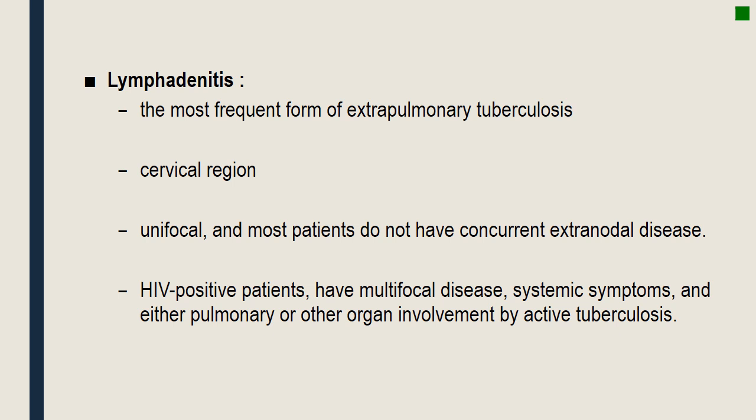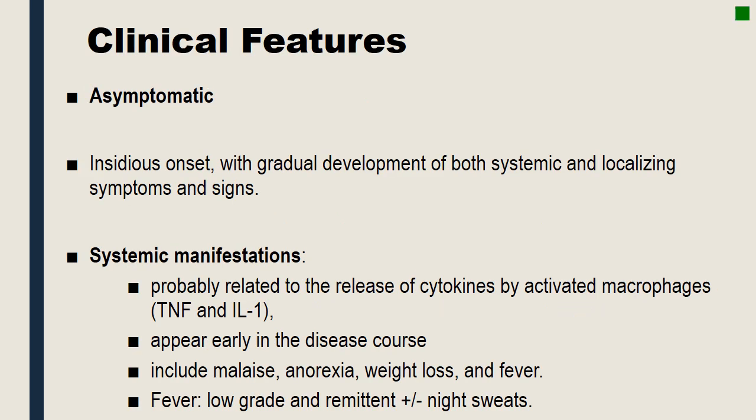Lymphadenitis is the most frequent form of extrapulmonary tuberculosis, usually involving the cervical region. Lymphadenopathy tends to be unifocal, and most patients do not have a concurrent extranodal disease. HIV positive patients almost always have multifocal disease, systemic symptoms, and either pulmonary or other organ involvement by active tuberculosis. Clinically, the disease can be asymptomatic, especially in localized secondary tuberculosis.